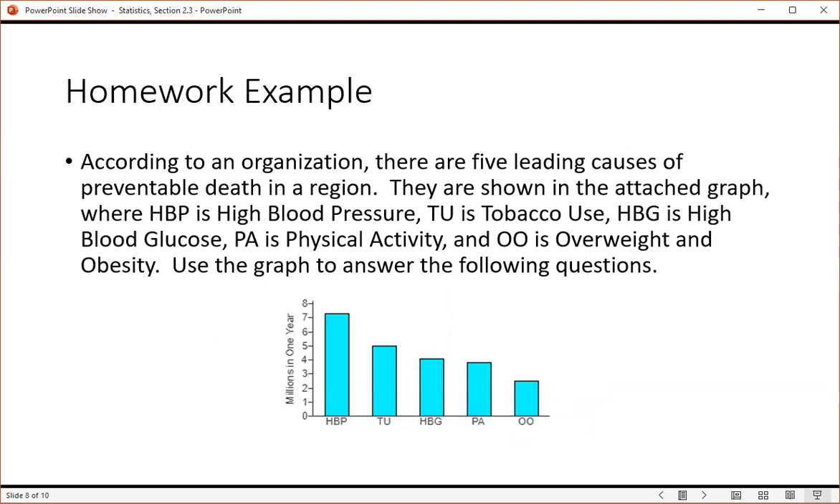All right, let's look at a homework example. According to an organization, there are 5 leading causes of preventable death in a region. They are shown in the attached graph, where HPB is high blood pressure, TU is tobacco use, HPG is high blood glucose, PA is physical activity, and OO is overweight and obesity. So we can see here we've got a bar chart, and it is labeled, and this time it is not labeled with relative frequencies, it's just labeled with frequencies.